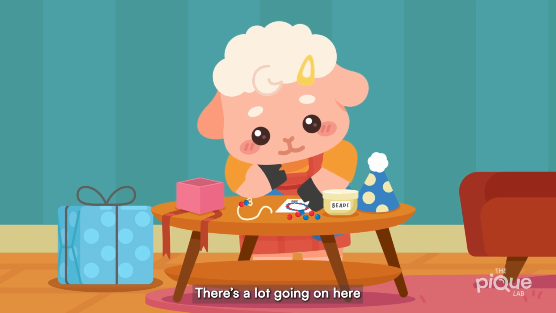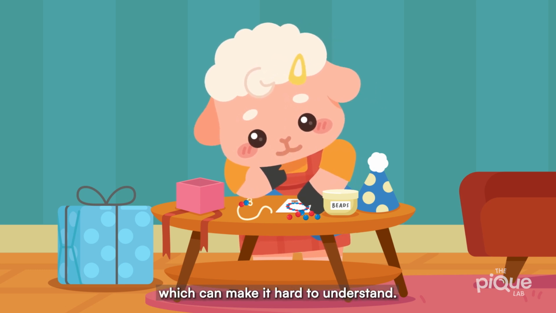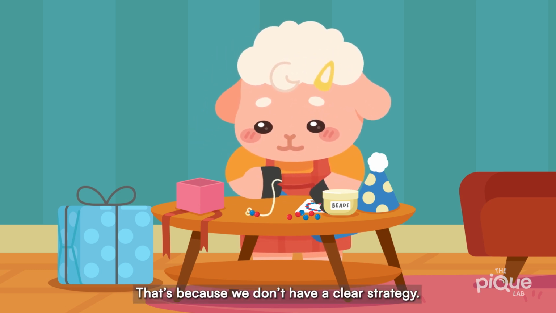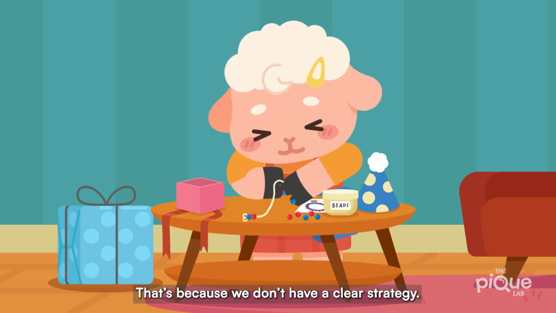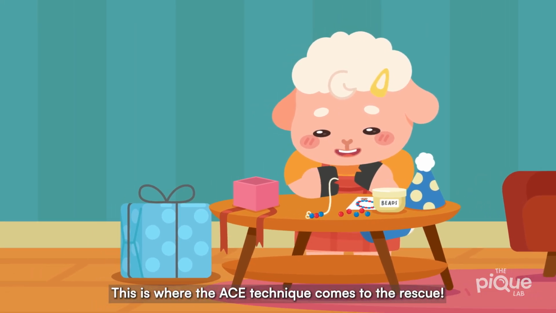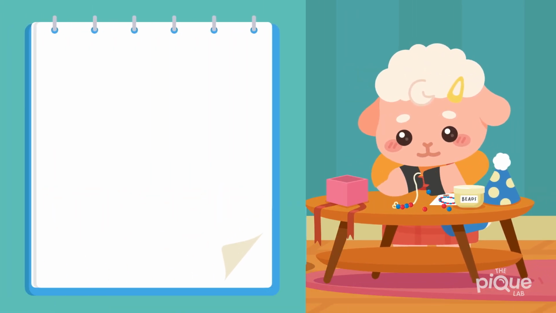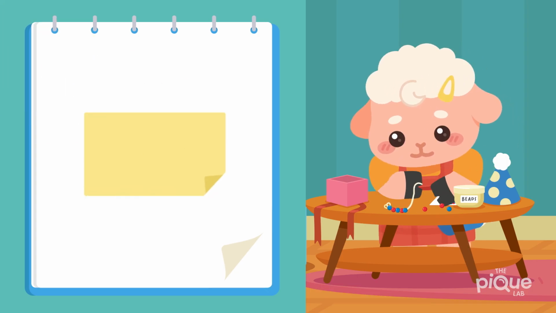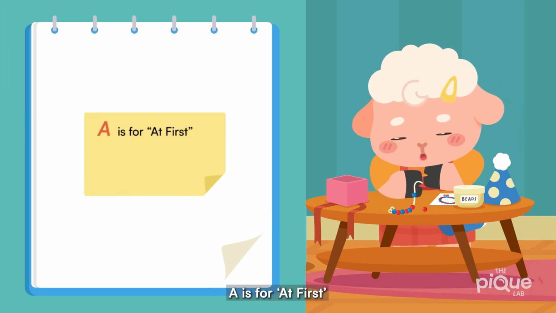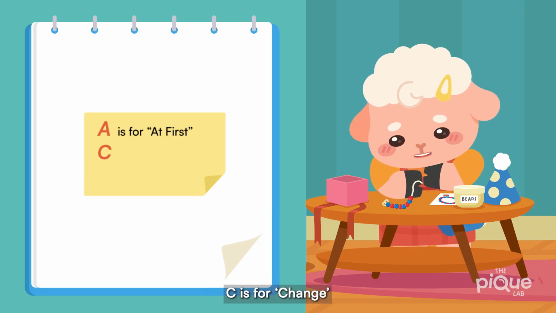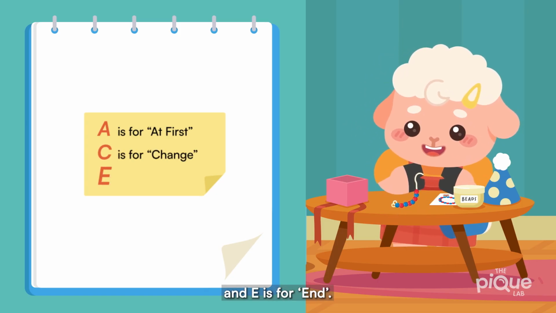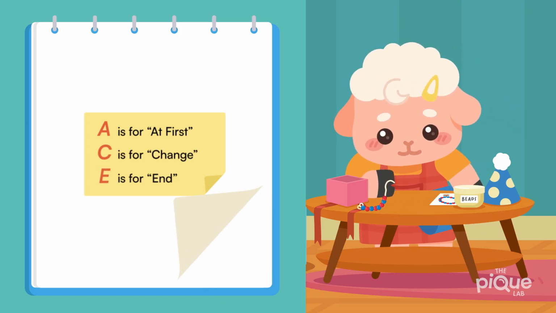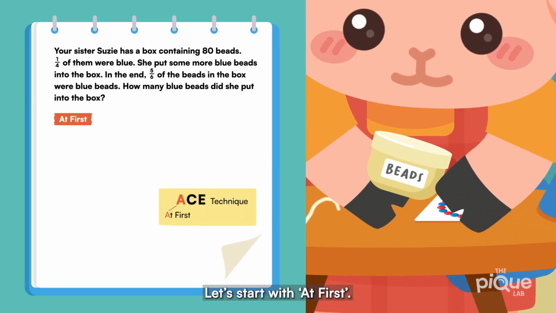There's a lot going on here, which can make it hard to understand. That's because we don't have a clear strategy. This is where the ACE technique comes to the rescue. It helps us organize everything in one easy table. A is for add first, C is for change, and E is for end. Let's start with add first.